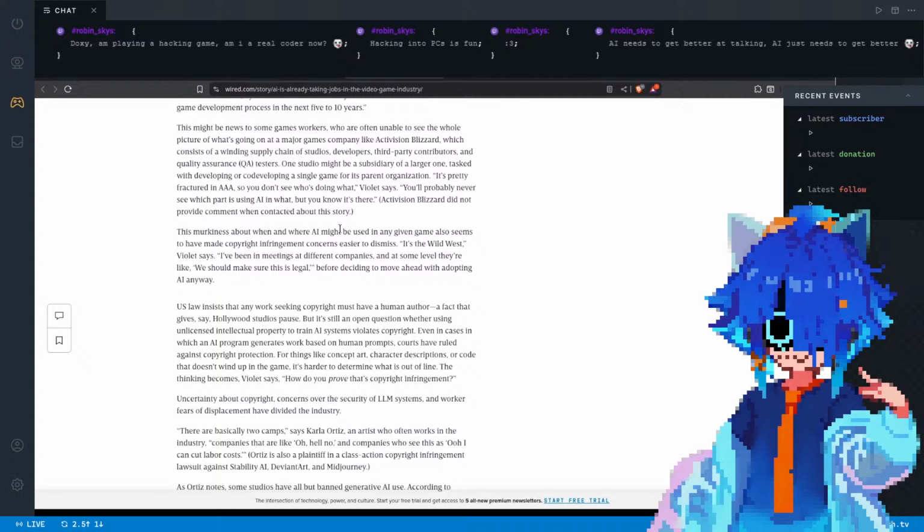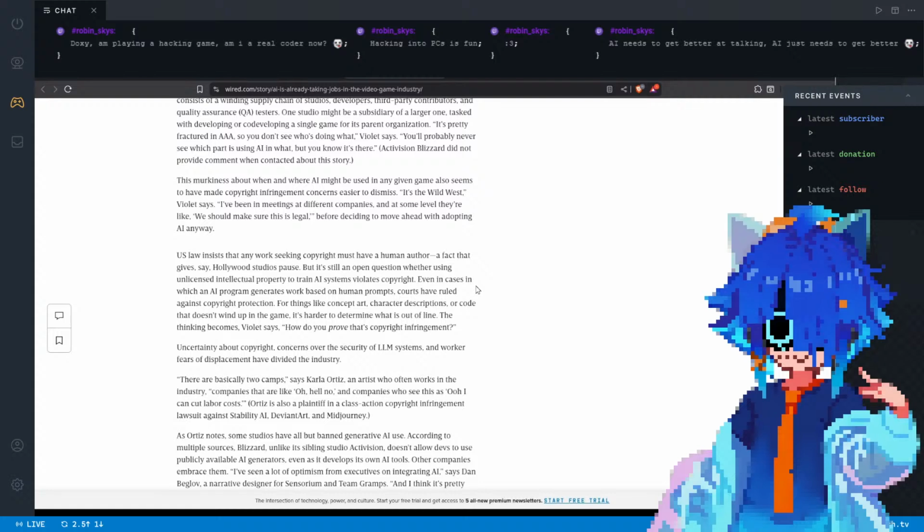This might be news to some games workers who are often unable to see the whole picture of what's going on at major games companies like Activision Blizzard, which consists of winding supply chains of studios, developers, third-party contributors, and quality assurance testers. One studio might be a subsidiary of a larger one, tasked with developing or co-developing a single game for its parent organization. It's pretty fractured in AAA, so you don't see who's doing what, Violet says. You'll probably never see what part is using AI and what, but you know it's there. Blizzard did not provide comment when contacted about this story.